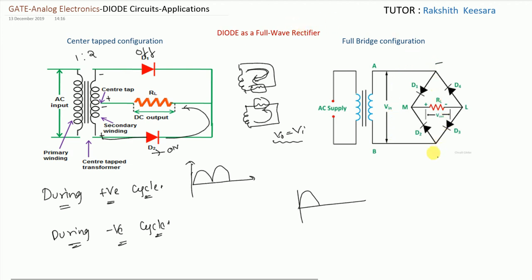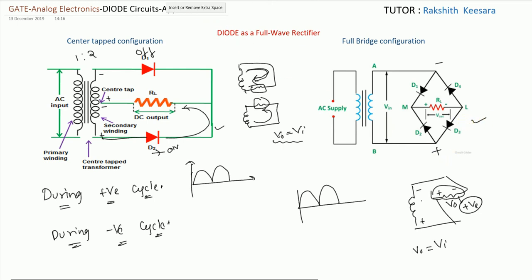minus is applied here, plus is applied here. So D4 is in forward bias and D2 is also in forward bias. So our circuit will be like this. Here also again V0 is equal to Vi. See, because we are applying a negative voltage, but here V0 is taking the negative of it. So this will again become positive. So I am again drawing in the positive cycle. So this is the operation of the center tapped configuration. This is the operation of the full bridge configuration.